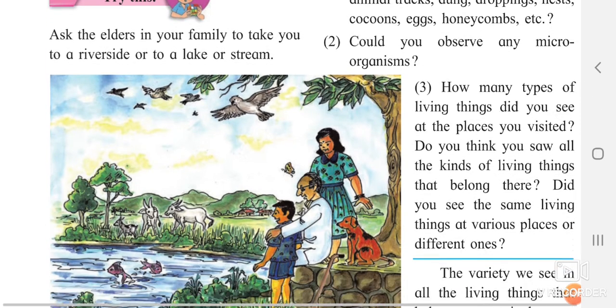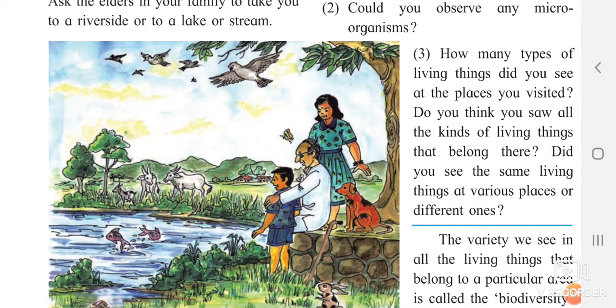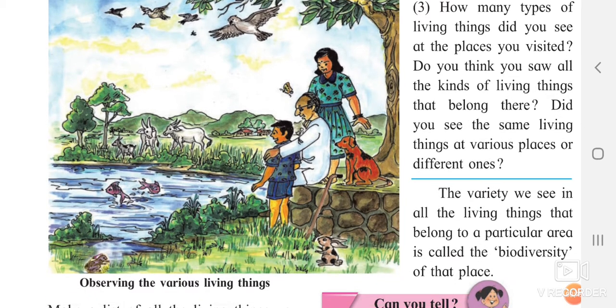Okay, now you can see in this diagram. You can see the cows, the bullocks, the fish, and also the dog which is there nearby, the grandfather. You can see the rabbit, the butterfly. So there are various living things present here.